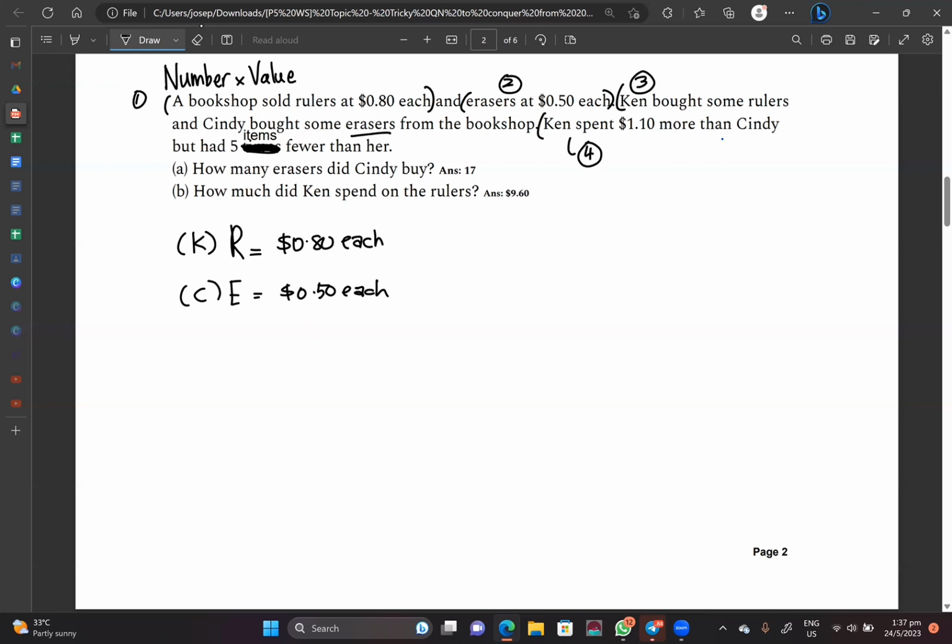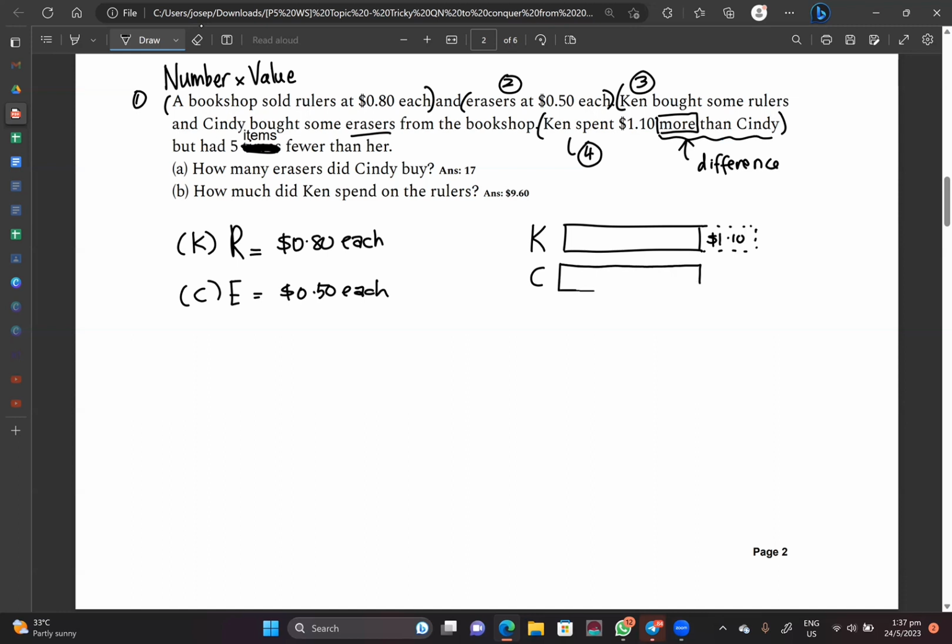Sentence number 4 says that Ken spent $1.10 more than Cindy. When I see the word more, I know that it means difference. So we know that Ken actually spent $1.10 more than Cindy. So you can actually draw a model to show that Ken actually spent more than Cindy. Once you are done with this, you can read sentence number 5.